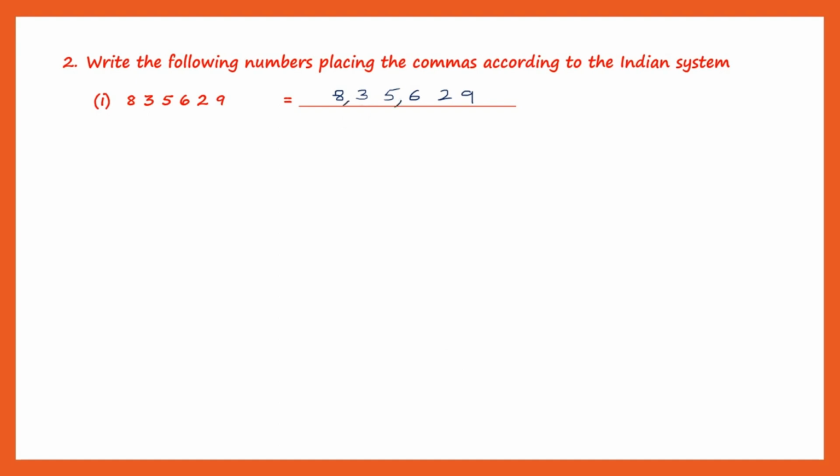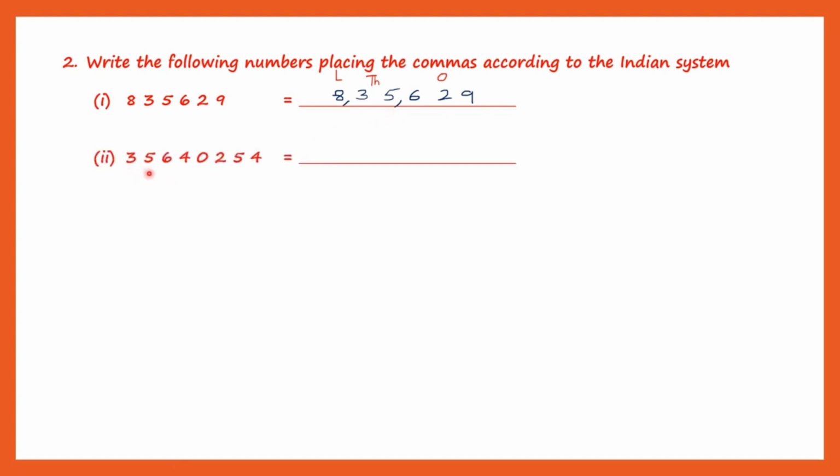So we're placing commas according to the period. Let me just write that here only for the first one. So this is the ones period, then the thousands period and the lakhs period. So after each period, there is a comma. As you can see, after the lakhs period, there is a comma. After the thousands period, there is a comma.